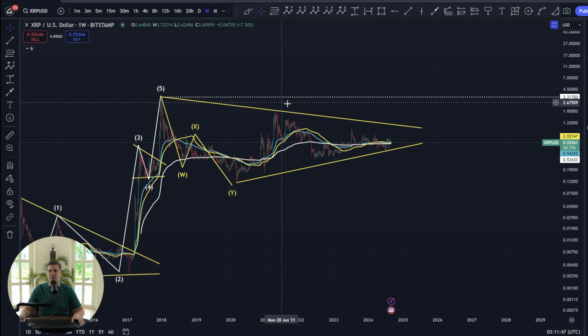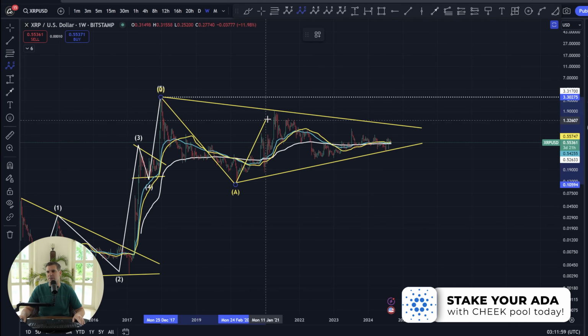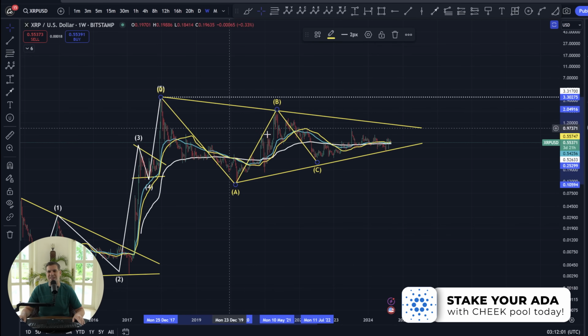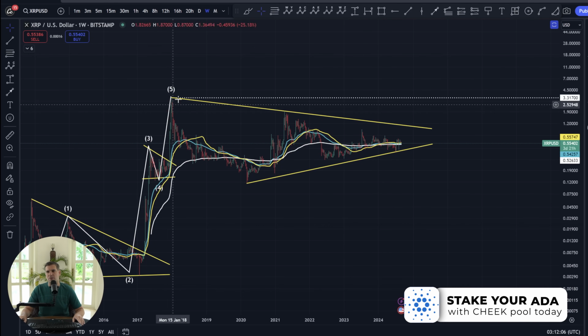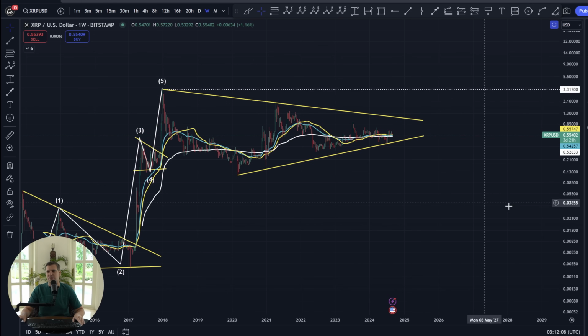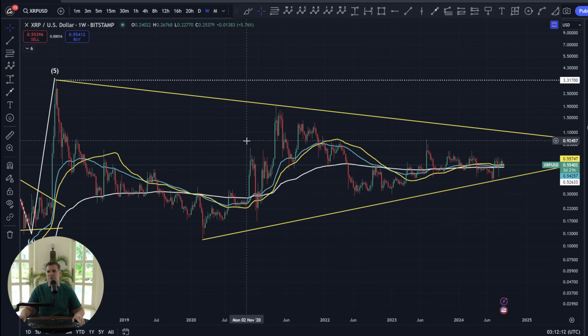Now, it's possible, of course, that this is part of a different structure altogether, where we have some kind of running flat correction or something to that effect, which would look more like this. So we have the idea that we have some kind of ABC structure. Obviously, it doesn't really fit because the B should be higher than the origin of the A wave and so forth, so I don't feel that really fits. But one of the things we need to be aware of here is that we are going to be looking for this idea of a wave 1.